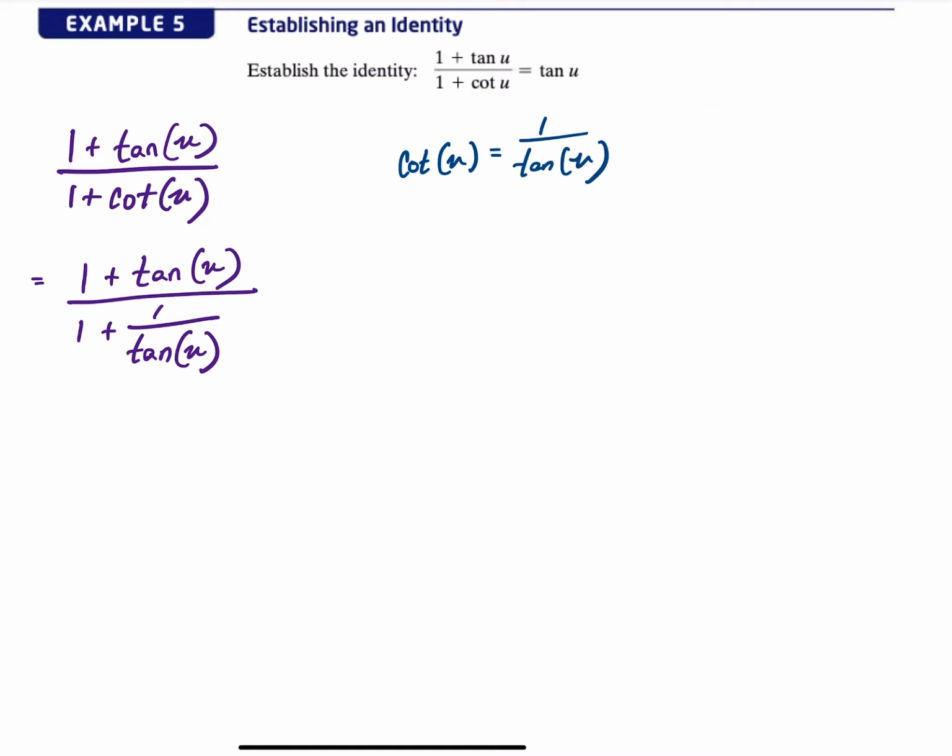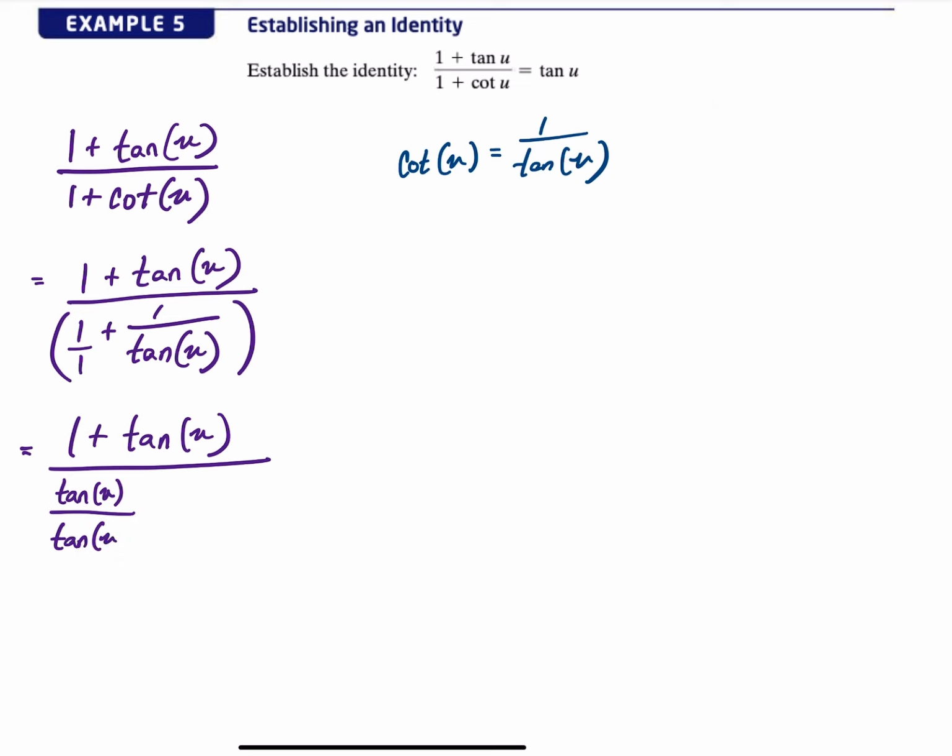So let's try to simplify things a bit more. We can view in that denominator, that's like a 1 over 1. Let's combine those two fractions. We can multiply that 1 by tangent over tangent. So let me write out what I mean. We can express this as 1 plus tangent of u. That 1 we can turn into tangent of u over tangent of u. And then we have 1 plus tangent of u. So I'm getting a common denominator here.